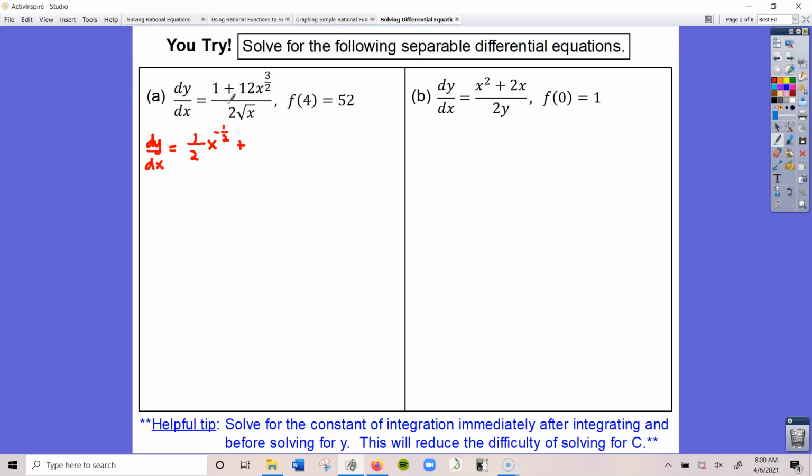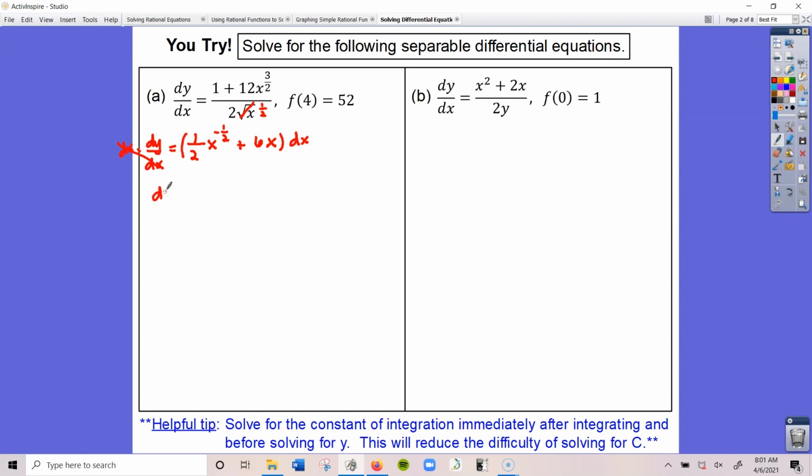Now I'm going to divide these. 12 divided by 2 is 6. Keeping in mind that this is x to the 1/2, so we would subtract these exponents. 3 over 2 minus 1/2 is 2 over 2, so just 1. So this would be x to the first power, which is just 6x. So now that this is a little bit easier to work with, I'm going to multiply dx over to the other side so we can integrate.